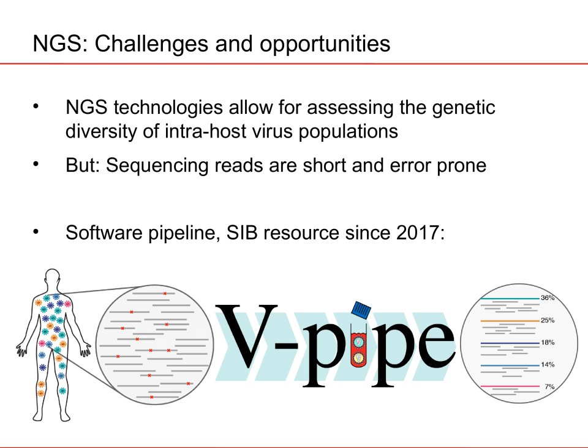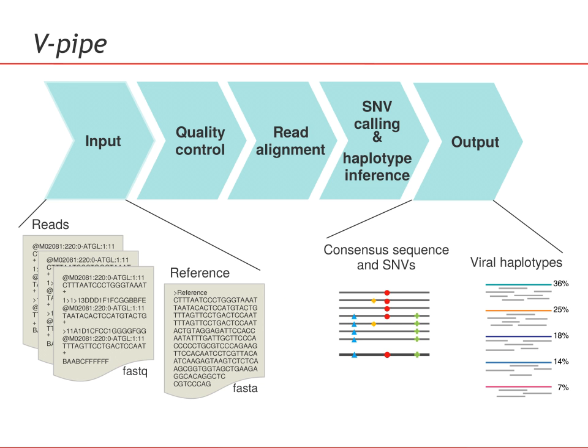To address these problems, a new software pipeline was introduced by the SIB in 2017, V-Pipe. V-Pipe takes as input the raw reads coming from the sequencing machine and a reference for the virus being studied. It can perform quality control, it aligns the reads, it generates a consensus sequence and then calls the SNVs against this sequence. It can also generate haplotypes either at the global level or at the local level inside windows.